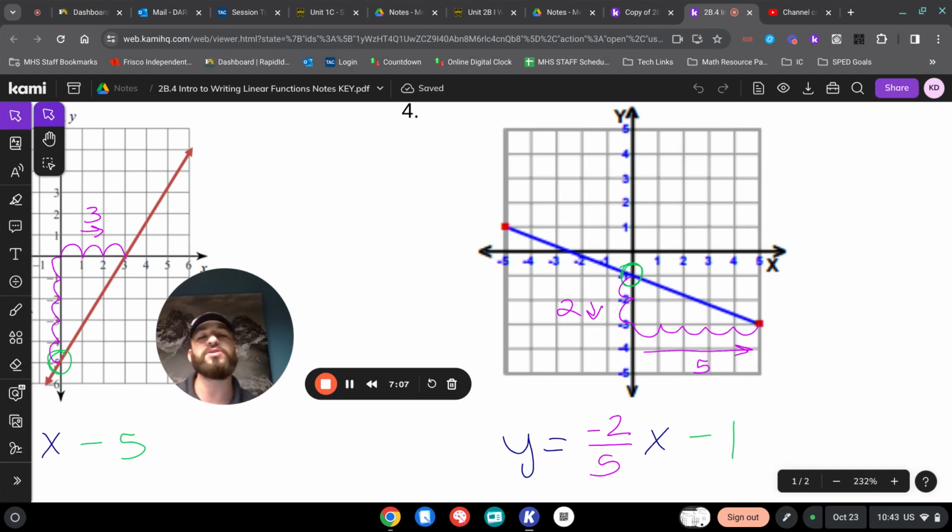And once again, if I wanted to, I could write this in point slope form, just pulling out any point. You can use the y-intercept. You can also use any other point on the graph, and it would work exactly the same.